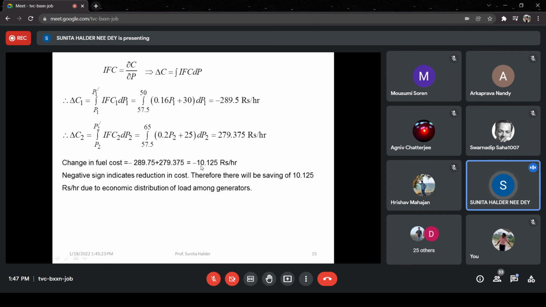So what will be the saving? 10.125 rupees per hour for this particular load configuration. This negative or positive sign may change for other load configurations. So in this way, from the incremental fuel cost, we can know the saving in fuel, because we do not know gamma. Sometimes the determination of gamma, the constant part of the cost function, is not so easy.